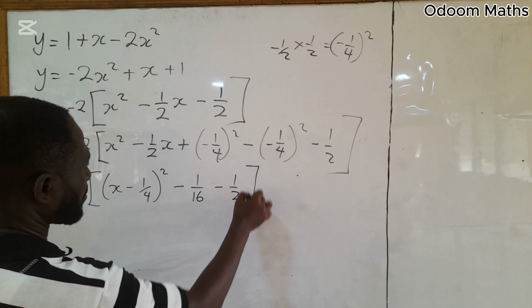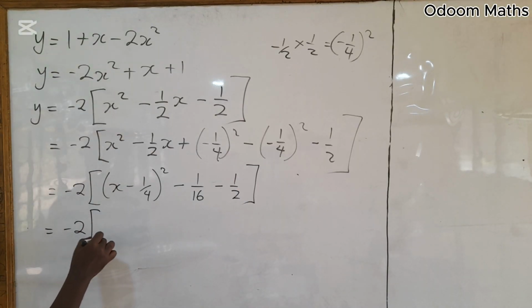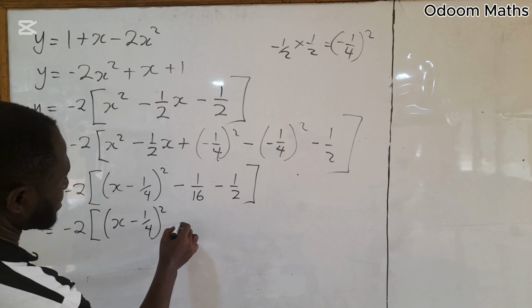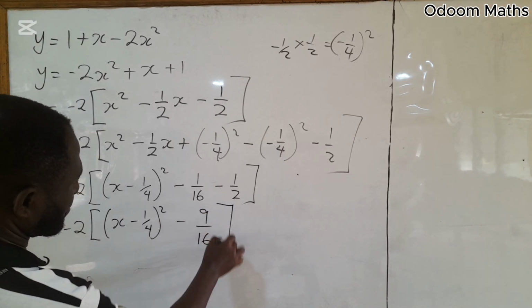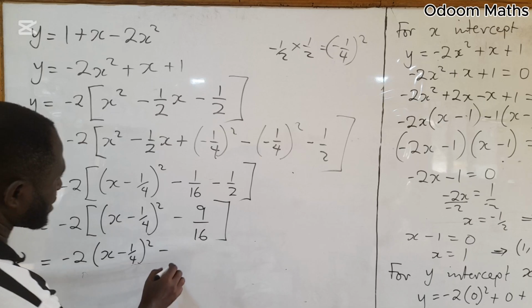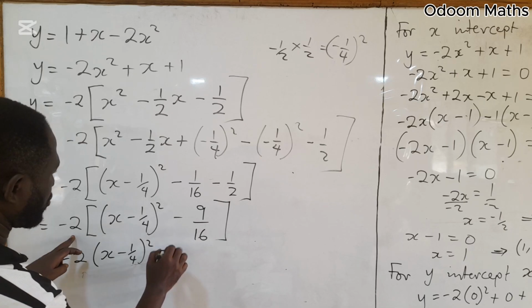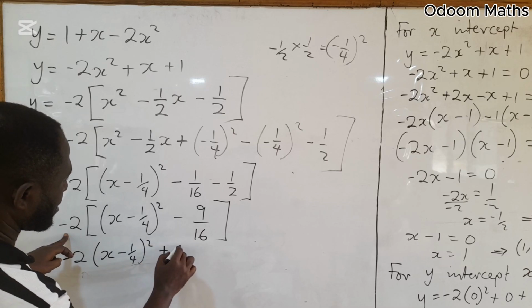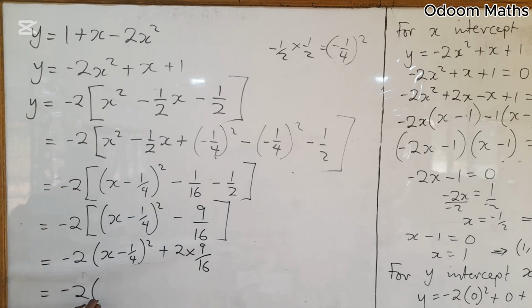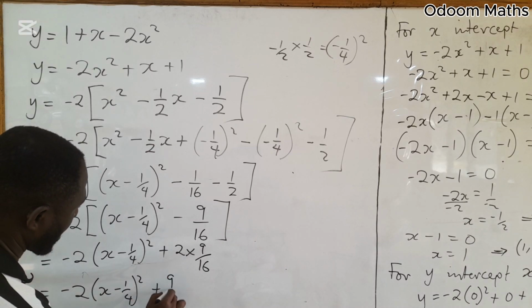Okay. So we have -2 into brackets x minus 1 over 4 squared. Then this place becomes -9 over 16. So after, we need to expand this. So that is going to be -2, then x minus 1 over 4 squared minus, so this will be plus, well this and this will be plus 2 times 9 over 16. Okay. So -2 into x minus 1 over 4 squared, then plus, this is going to be 9 over 8.